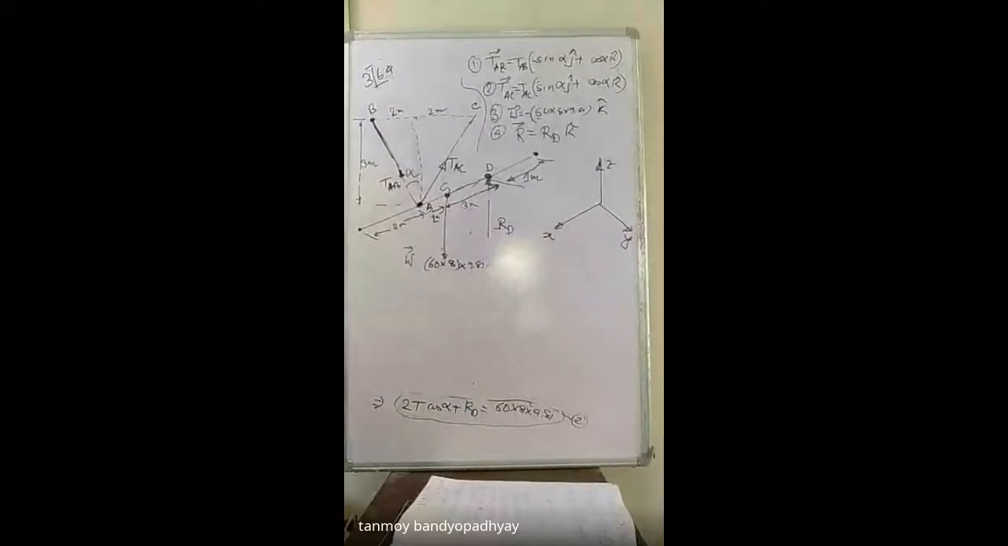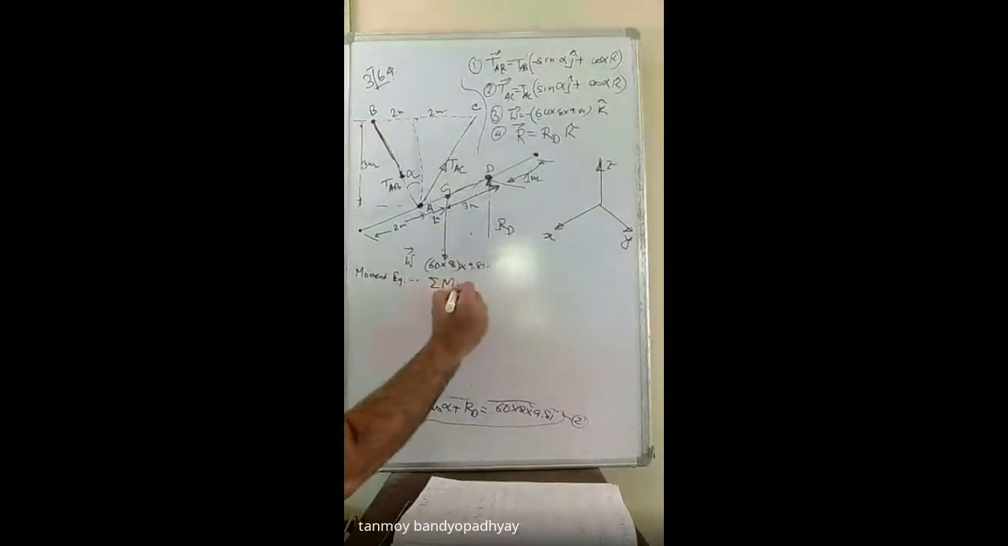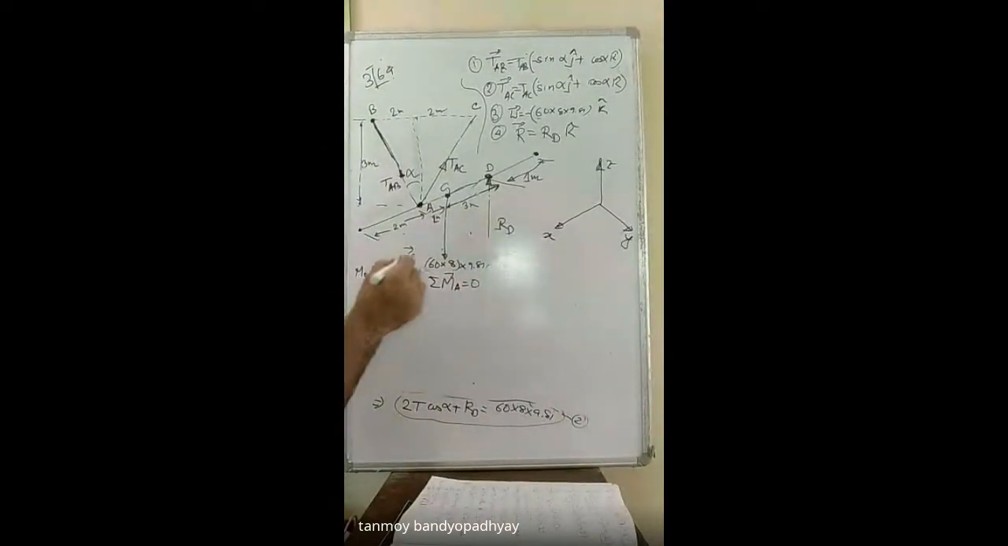So next, let us write down the moment equilibrium. So how will we write the moment equilibrium? Let's take the moments at the point A. So MA is equal to 0. So what are the moments at the point A? Already we are having two forces at the point A. So if I take the moments at the point A, TAB and TAC won't be having any contributions.